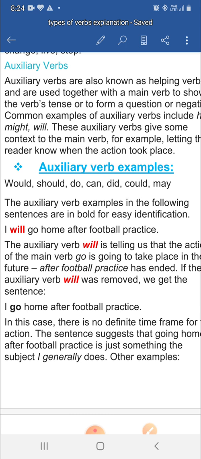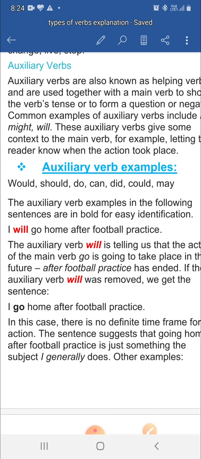Auxiliary verbs are also known as helping verbs and are used together with a main verb to show the verb's tense or to form a question or negative. Now, let us see some examples of auxiliary verbs. Might, M-I-G-H-T, might, will. These auxiliary verbs give some context to the main verb.